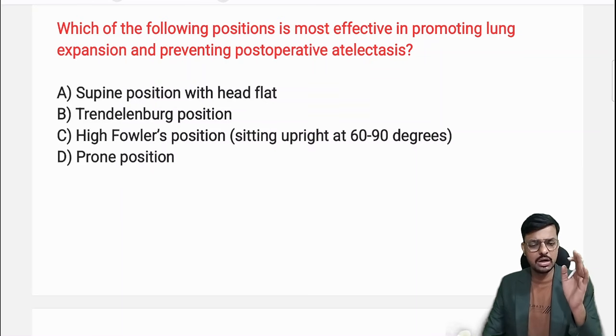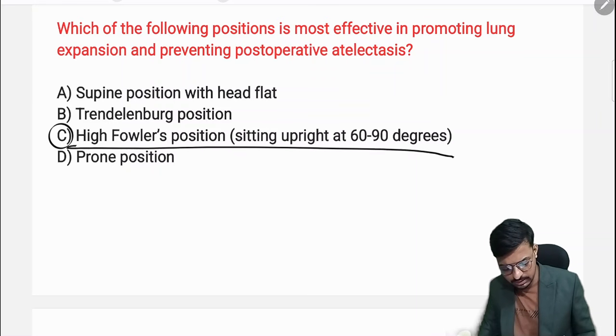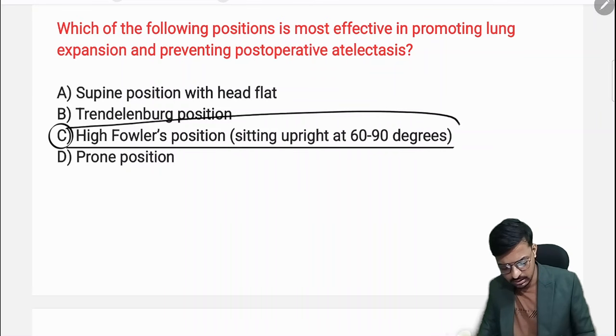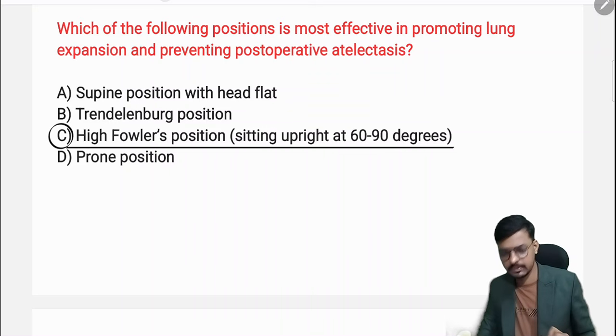Along with that, we will give the high Fowler's position to the patient for the complete expansion of the lung. And in the question they have asked for the proper expansion of the lungs, which position she will give. Yes, all have given the correct answer. That is the high Fowler's position. So this was your correct answer. Okay, this was your correct answer. Hope it is clear, right?